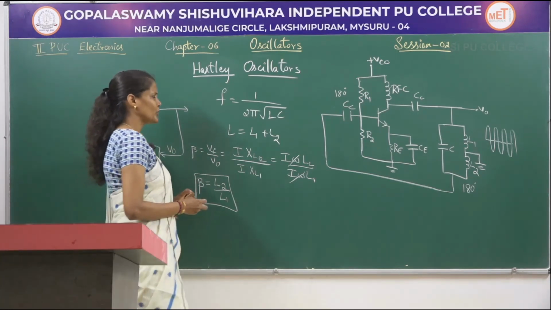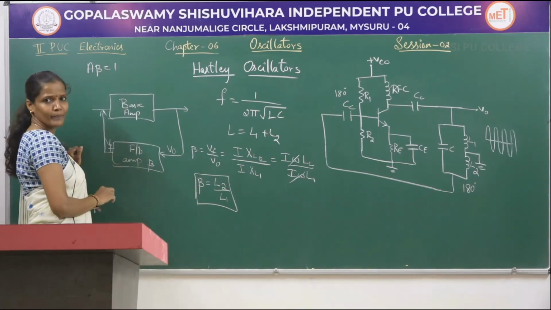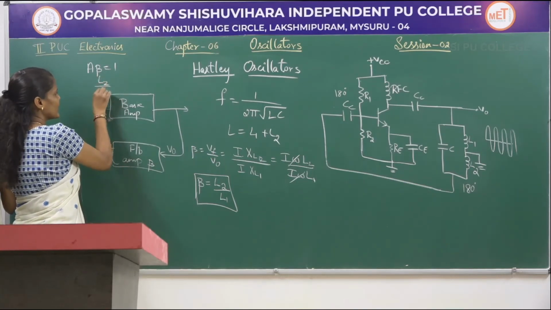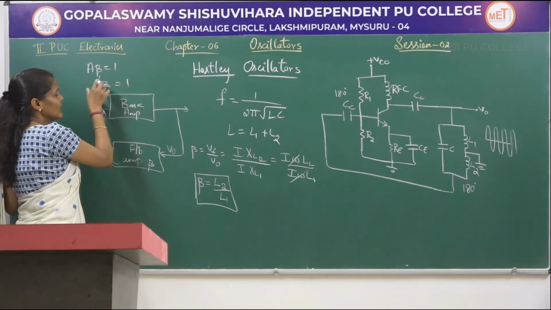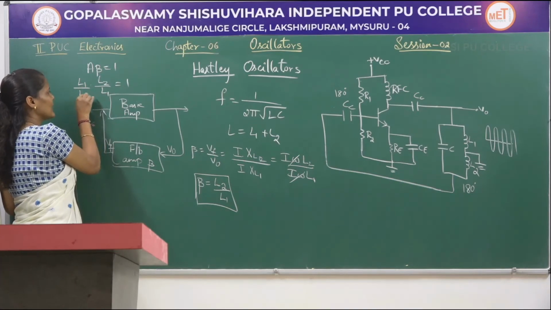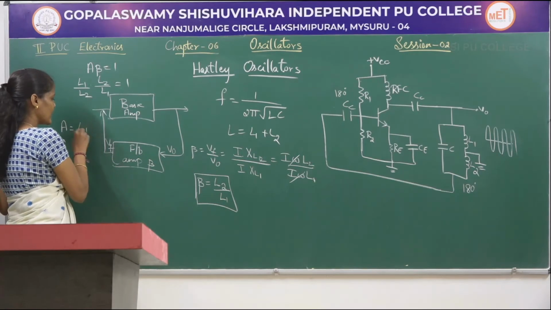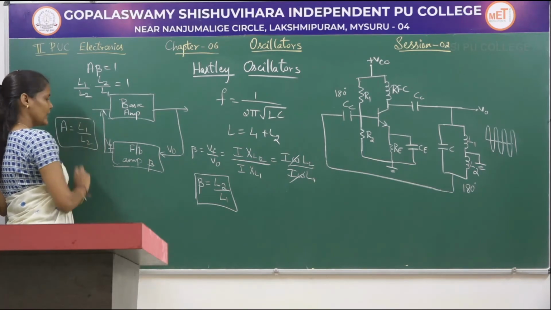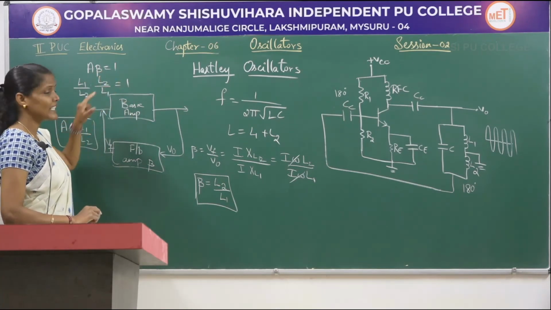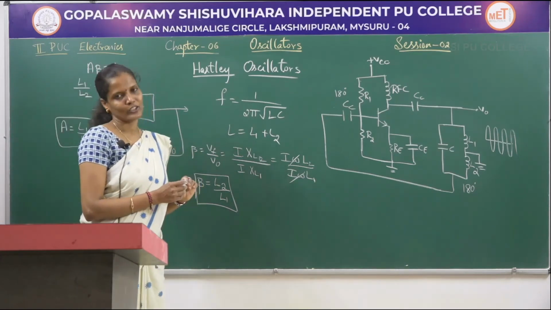If beta is equal to L2 by L1, we know that A into beta must be equal to 1. So if beta is equal to L2 divided by L1, and this has to give me a value of 1, what must be the A value? L1 divided by L2. So the A value, that is the open loop gain, must be equal to L1 by L2. By calculating this product, we make sure that the second criterion of Barkhausen is satisfied in order to generate sustained oscillations.